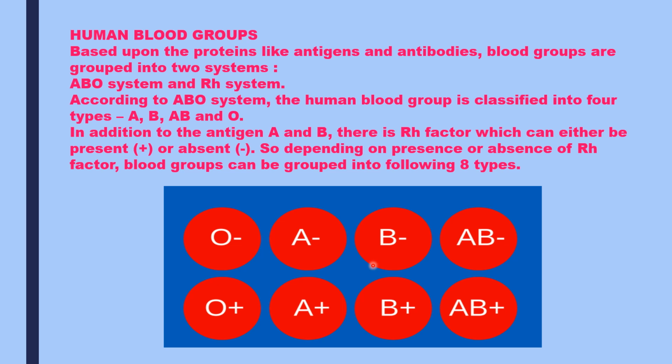So depending upon the presence or absence of the antigen or the RH factor present in the blood, we now have 8 different types of blood groups. They are A positive, A negative, B positive, B negative, AB positive, AB negative, O positive and O negative.